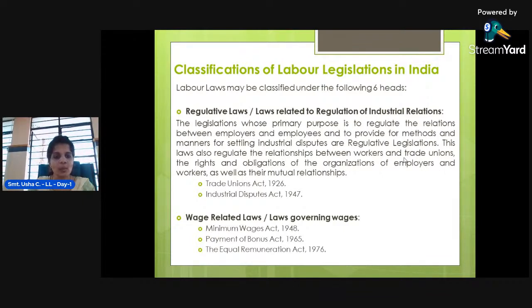First one is regulative laws. These are the laws related to the regulation of industrial relations. Regulative laws, in the sense, are the legislation which was established mainly for the purpose of regulating the relationship between employer and employees, and also to maintain good settling of industrial disputes, or the rights and obligations of the employers and the workers.